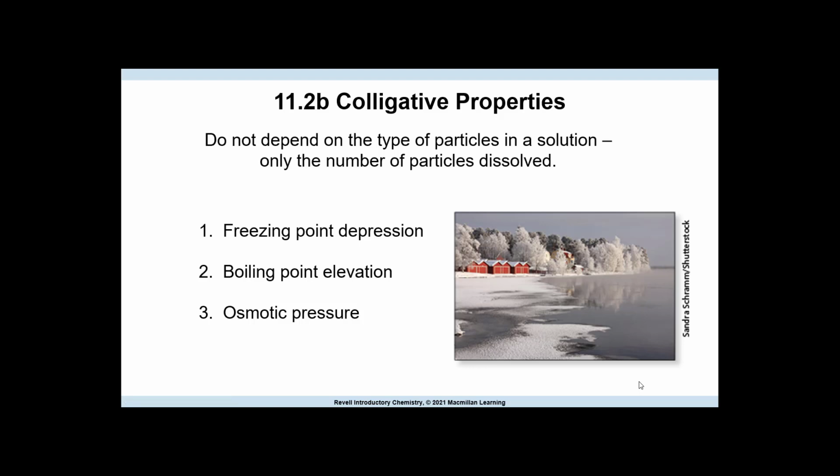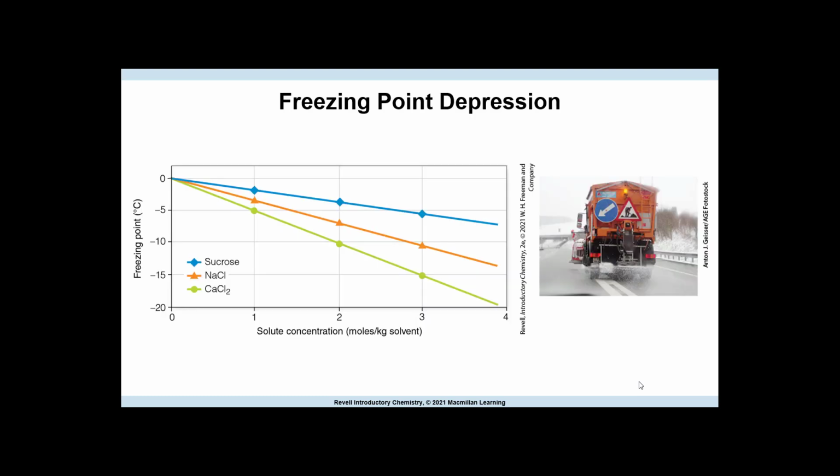11.2b. This is colligative properties. Colligative properties are properties of a solution that do not depend on the type of particles that are dissolved, but rather on the number of dissolved particles in the solution. There are three common and important colligative properties: freezing point depression, boiling point elevation, and osmotic pressure. In this lesson, we're going to briefly examine each of these properties.